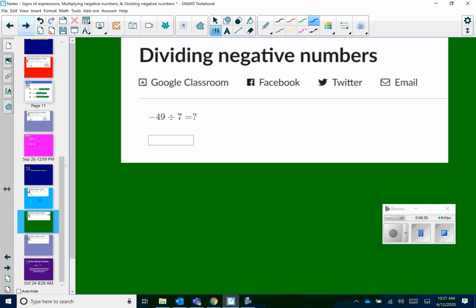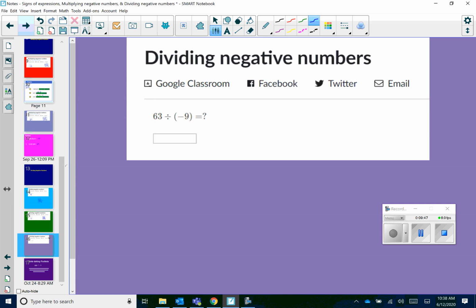Next, I've got a negative divided by a positive. So that would be this middle row. Negative divided by a positive is going to give me a negative answer. And 49 divided by 7 is 7. Let's do one last one. Okay, we've got a positive divided by a negative, which gives me a negative, and 63 divided by 9 is 7. So that does it for the first 3 skills.